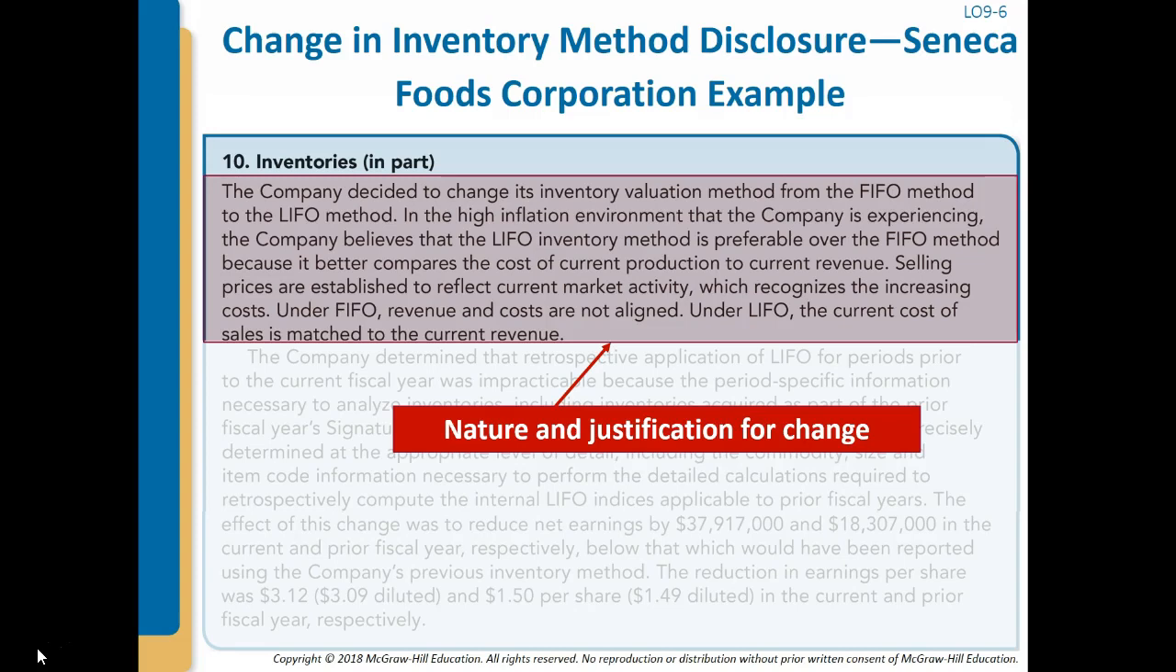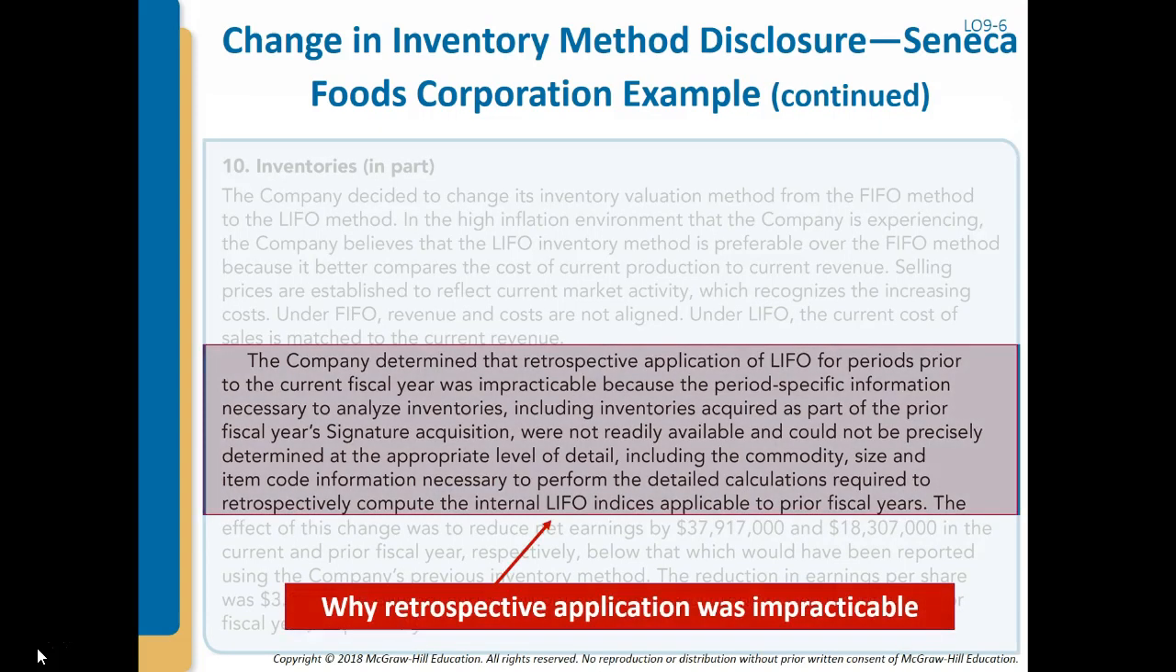When Seneca Foods Corporation adopted the LIFO inventory method, it reported the change in the notes shown here. In the second paragraph of the disclosure, the company states why retrospective application was impractical. Here the reason is the company's inability to obtain period-specific information necessary to analyze inventories and to determine when specific LIFO inventory layers were created in fiscal years prior to the change.